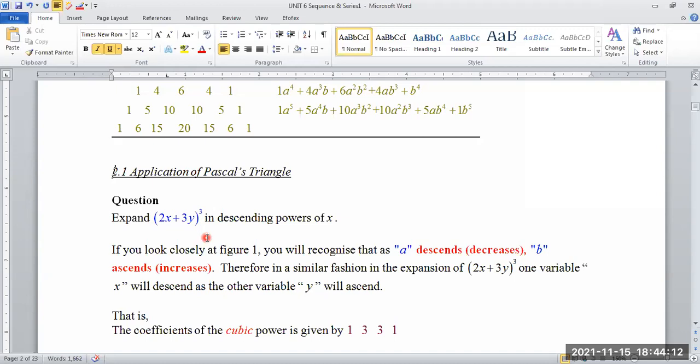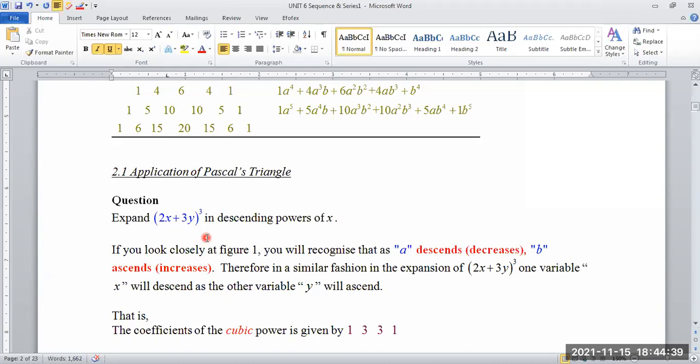They could have said, put it in ascending powers of x. They could have put it in descending powers of x. And sometimes they say, I don't care which format you put it in, just do something. So sometimes you may see the question say, expand 2x plus 3y to the third power. Full stop. Then sometimes they say in descending powers of x. Sometimes it doesn't matter to them. Sometimes it does. Sometimes it doesn't.